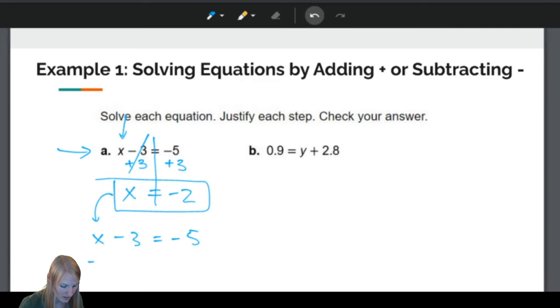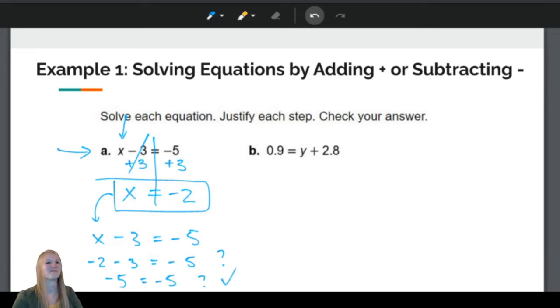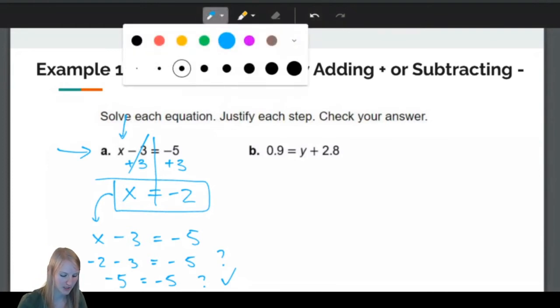So I'm going to say negative 2 minus 3 equals negative 5. Is this true? Well, negative 2 minus 3 is negative 5. Is negative 5 equal to negative 5? Yes, it is. We were correct. Wonderful. Okay, I know that's a lot to take in. First problem we've done in algebra, so let's do another one to make sure we know what's going on.